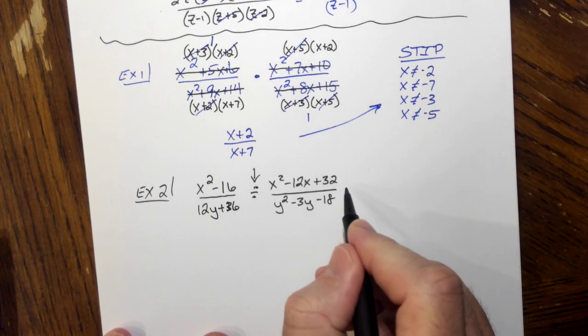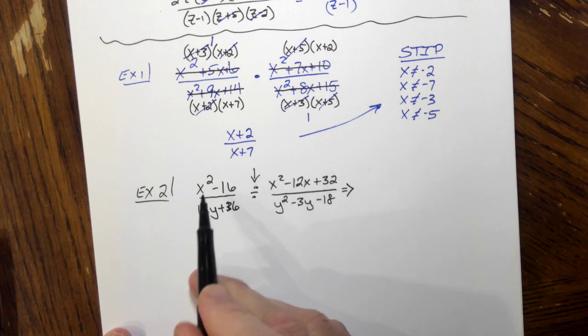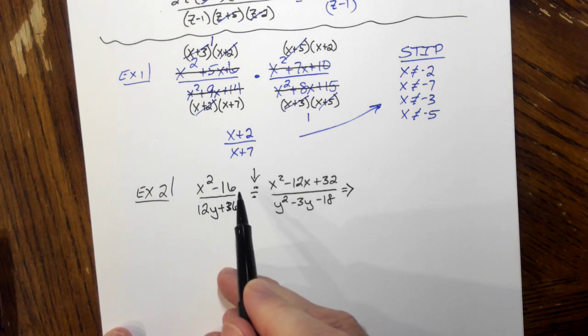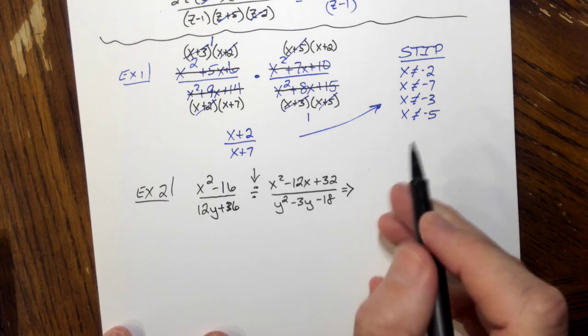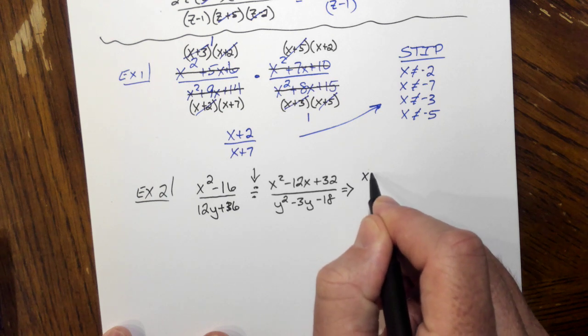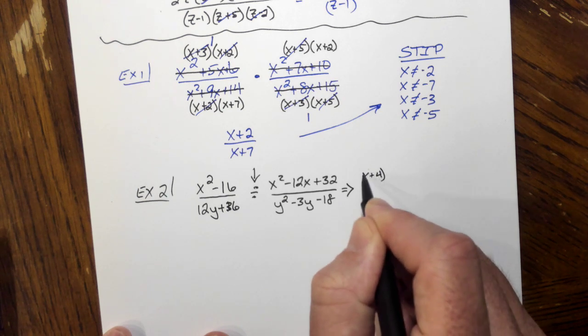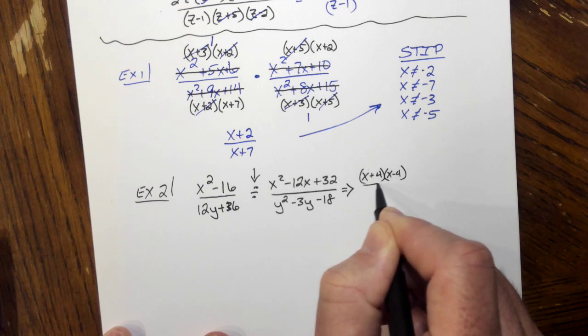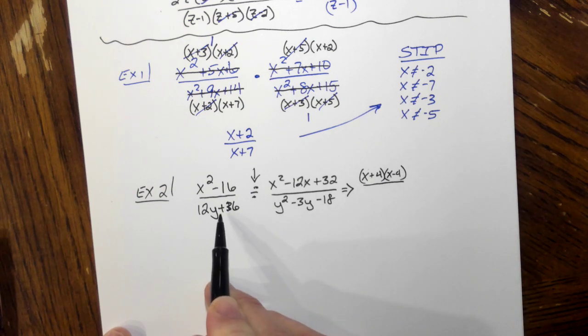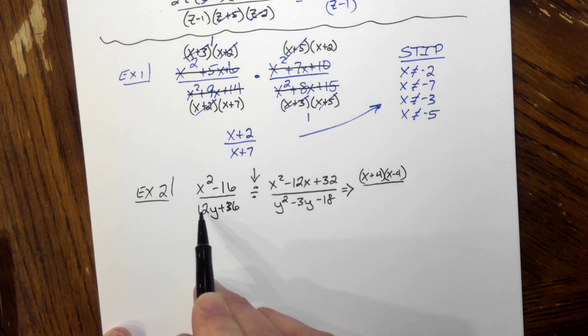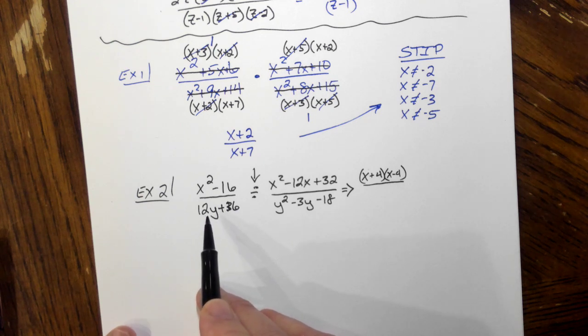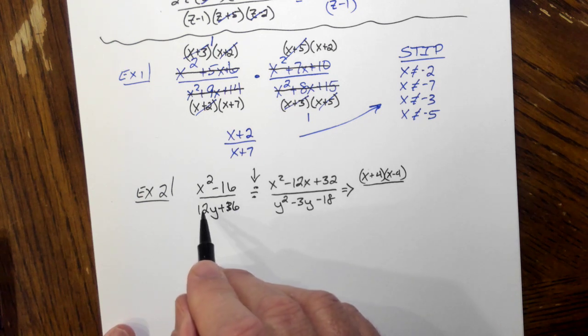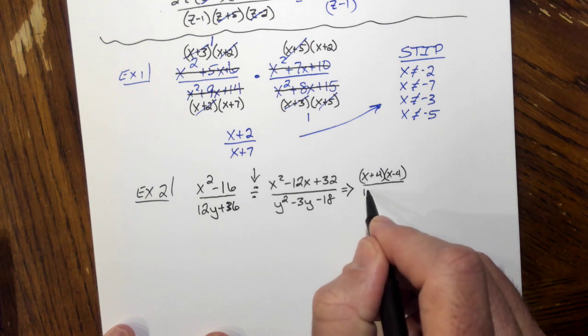But as I look, difference of 2 squares, factoring pattern. Factors into a sum times a difference. X plus 4, x minus 4. No factoring pattern that I know off the top of my head, except, don't forget your friend GCF. So we can factor 12 out of those.